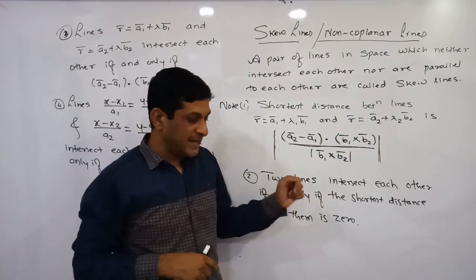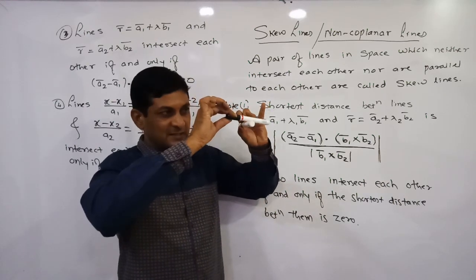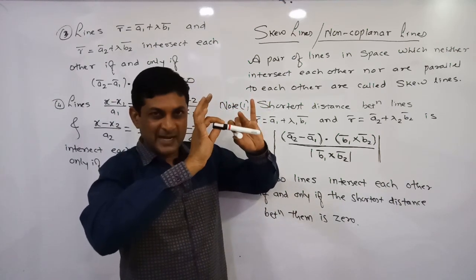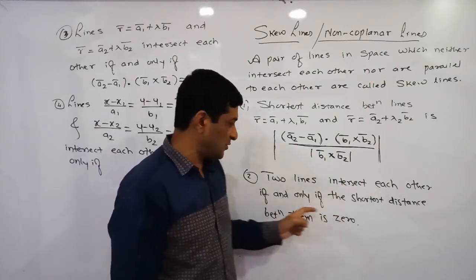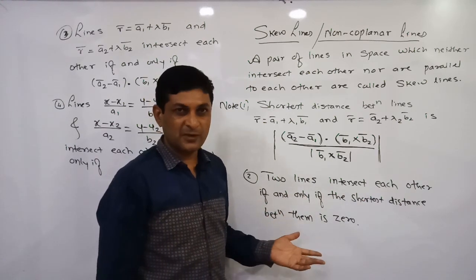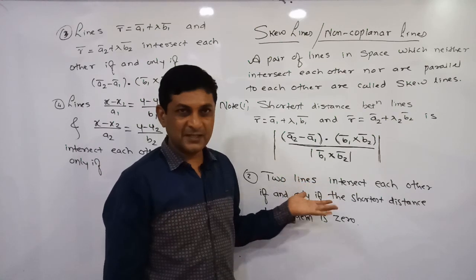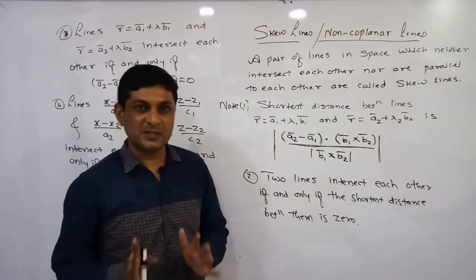Now, if two lines intersect each other, let us suppose that these are two lines. If these two lines intersect each other, then the shortest distance between them is equal to 0, because these two lines are intersecting lines. So here we are saying that the two lines intersect each other if and only if the shortest distance between them is equal to 0. Means if the shortest distance is 0, we can say that lines are intersecting, or if lines are intersecting, we can say that the shortest distance is equal to 0.